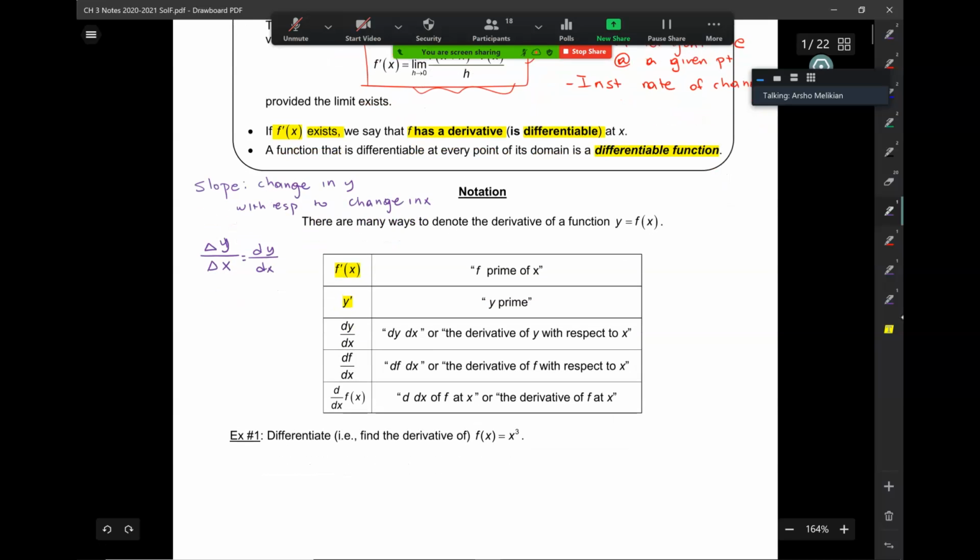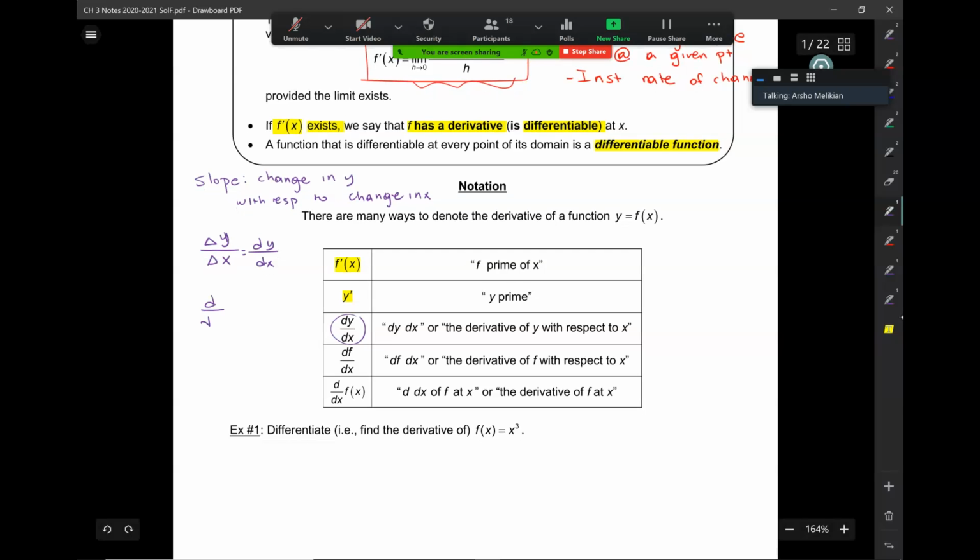So those two mean the same. And because dy dx is the slope, it's also the derivative. So I can also say dy dx for the derivative of a function. Now, dy dx, they're not just two things on top of one another. That concept, d dx, is an operator in math.